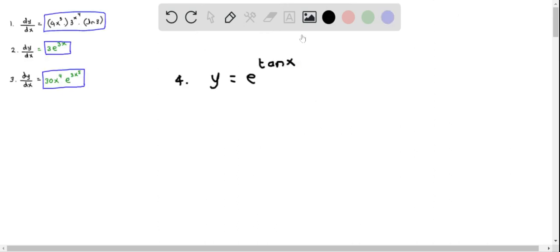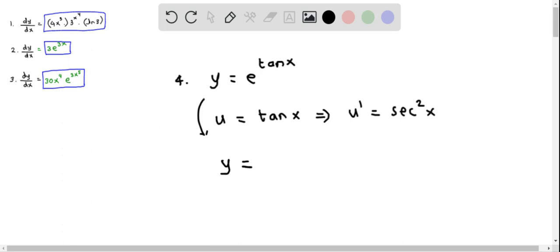We now find the derivative of y equals e raised to the power of tan x. So here we make the u substitution, u equals tangent x, and this implies the derivative of u, which is u prime, equals the derivative of tangent x, which is secant squared x. So we write y in terms of u, that is y equals e raised to the power of, replace tangent x by u, it is e power u.